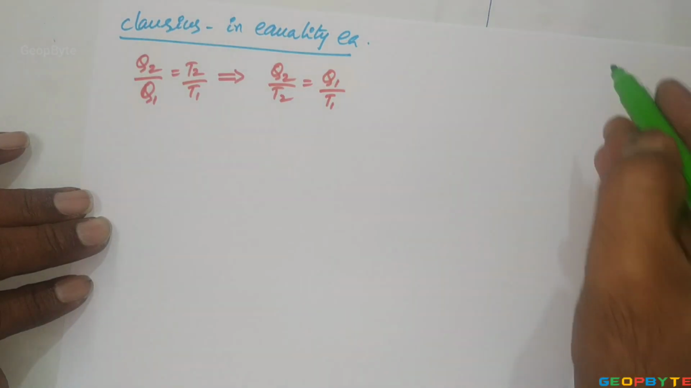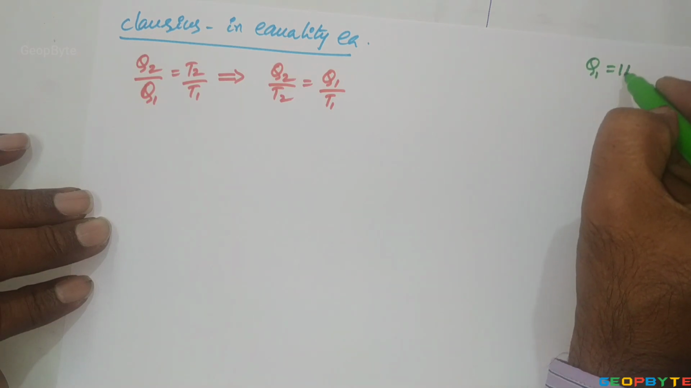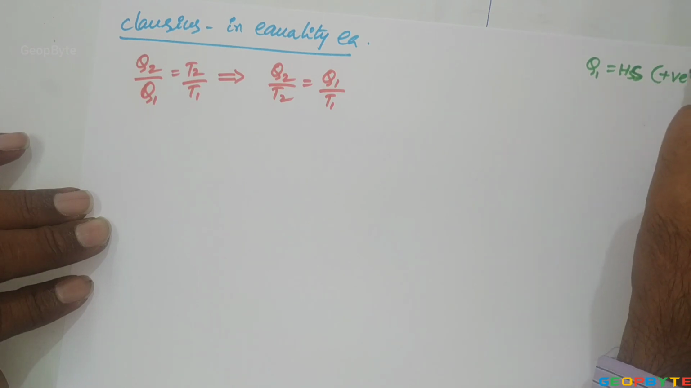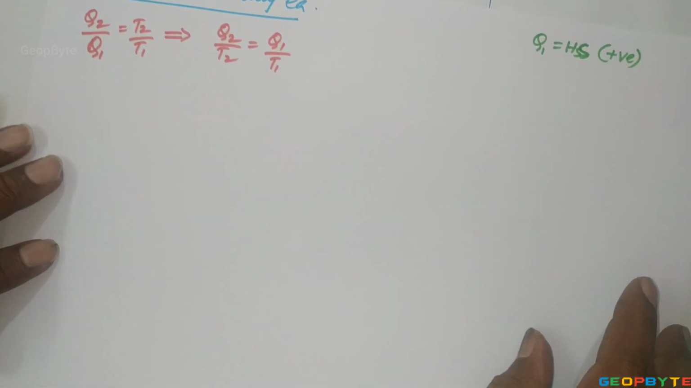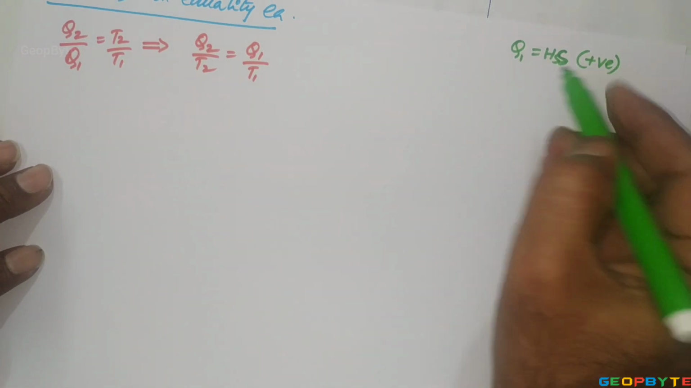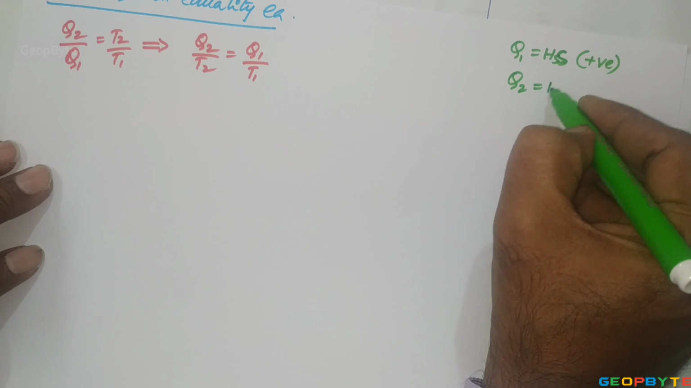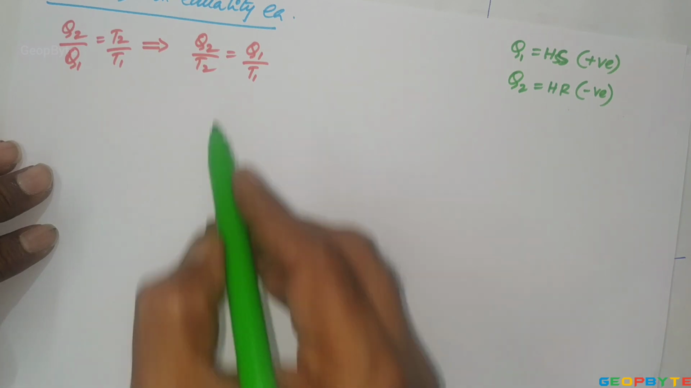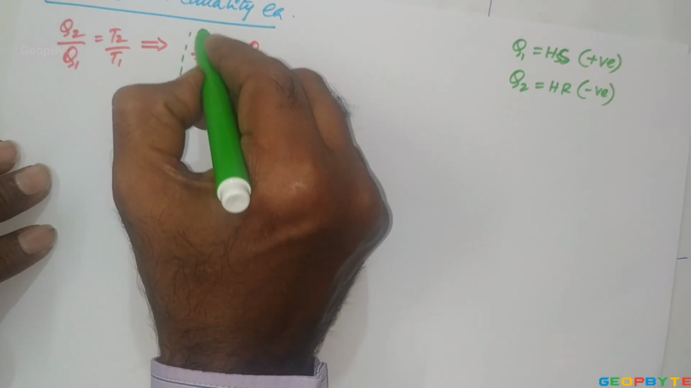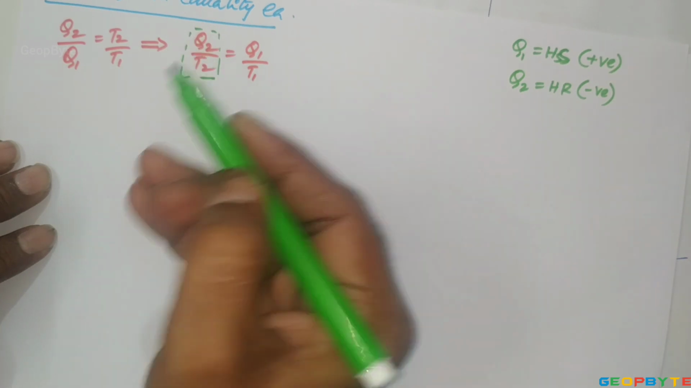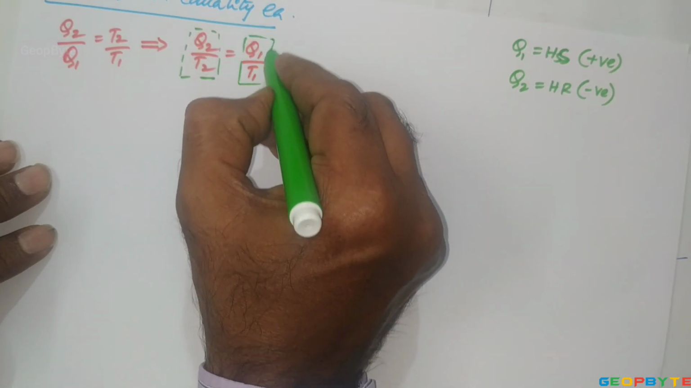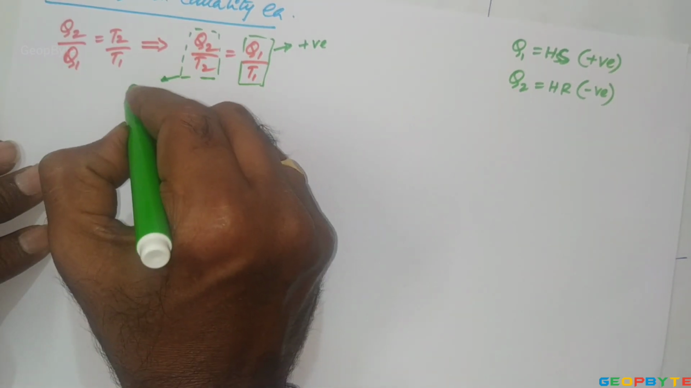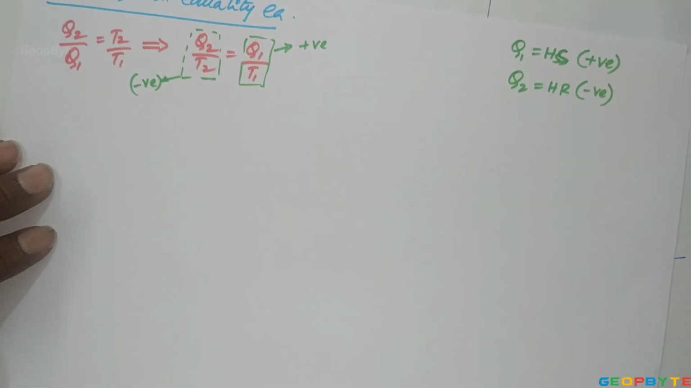You know, Q1 is the heat supplied. Thermodynamically, heat supplied is a positive quantity. Q2 is the heat rejection. Thermodynamically, heat rejection is a negative quantity. That means indirectly Q2 by T2 is negative and Q1 by T1 is positive. Q2 is negative because it comes under heat rejection.